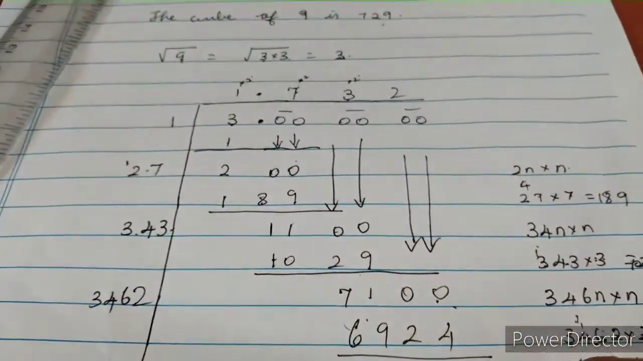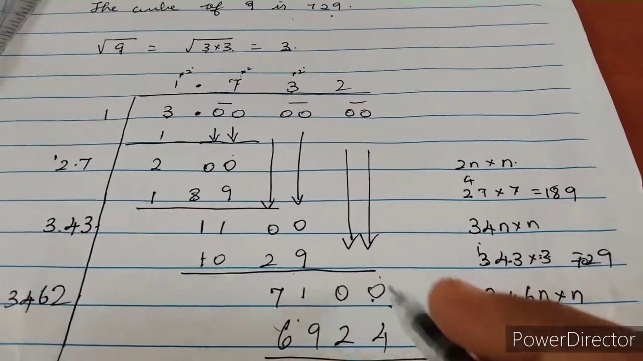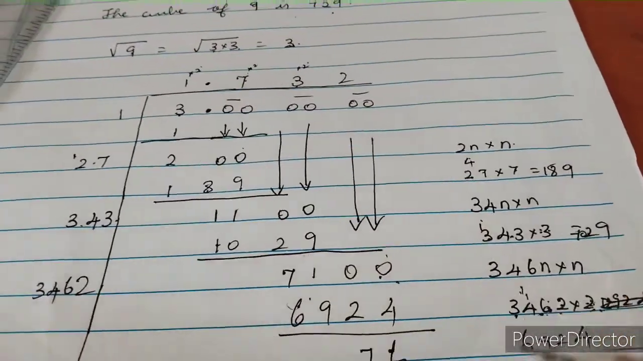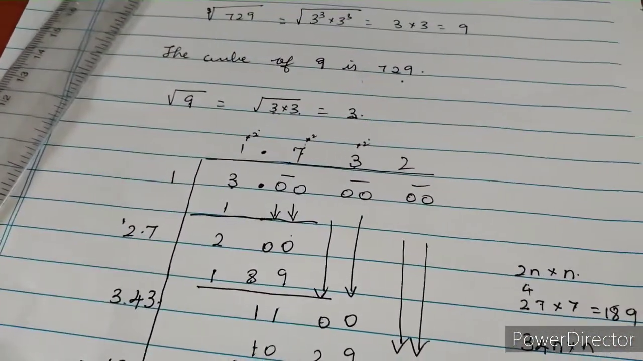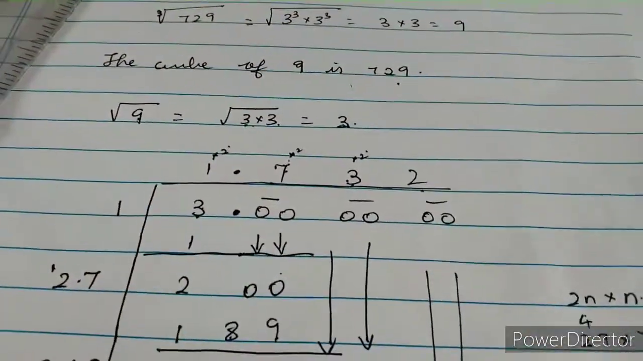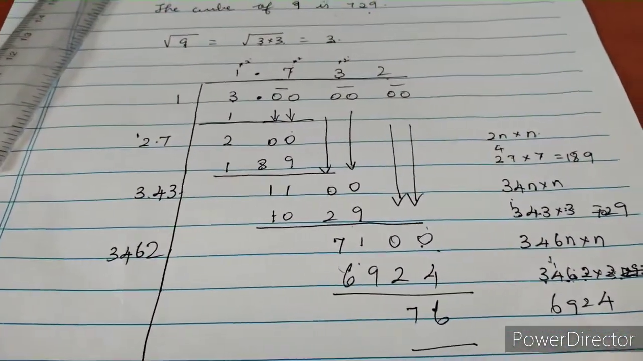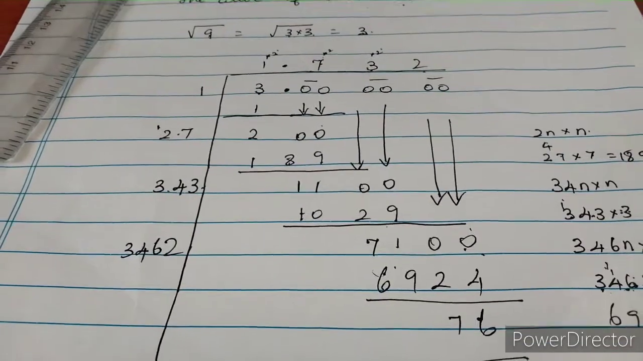Then subtract it. 10 minus 4 is 6, 9 minus 2 is 7. We can stop with this. Therefore, the square root of 3 is equal to 1.732. Have you understood, students?